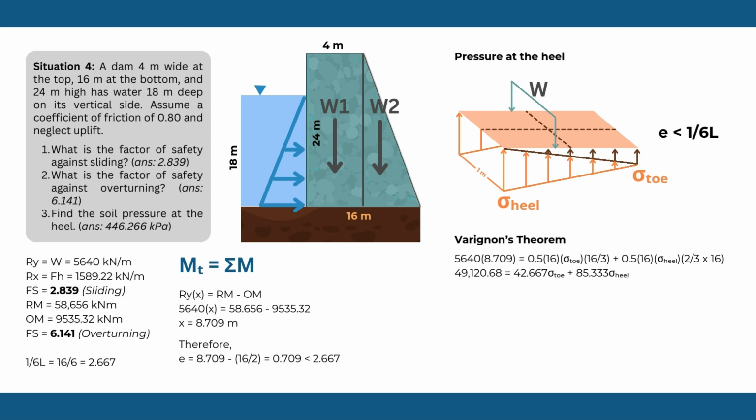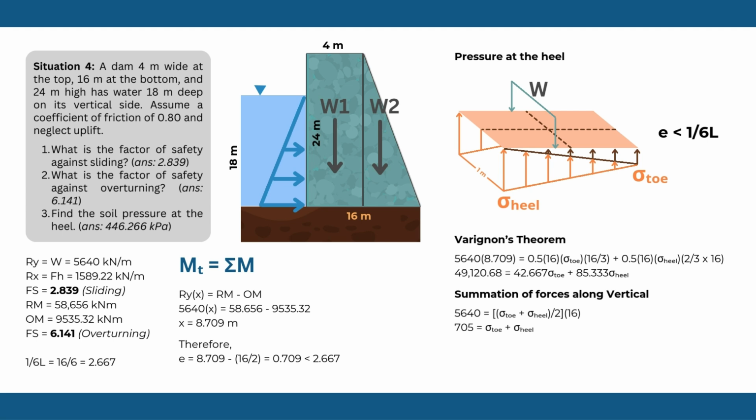For our second equation naman natin, pwede natin gamitin yung summation of forces lang. So for this one, total force of 5,640 is equal to the magnitude of our trapezoidal pressure, which we can get by having the average of heel pressure and toe pressure times yung length distance na 16. Further simplifying, this will give us an equation of 705 equal to the sum of the toe and heel pressure values.